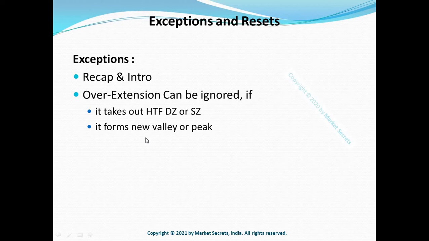Now, what do we do when any of these two exceptions occur? It is simple. We just have to simply resume trading in the original direction until we have a loss. Once we have a loss, we'll wait for the realignment in the higher time frame zone as mentioned in the last episode.